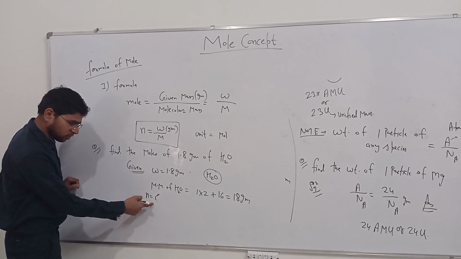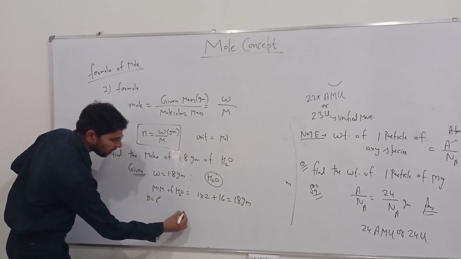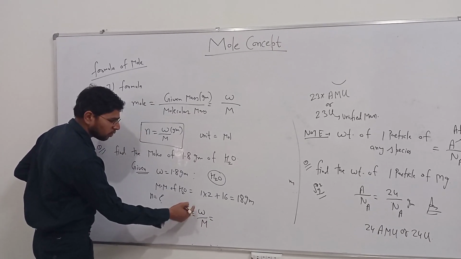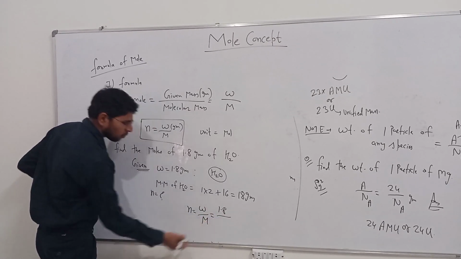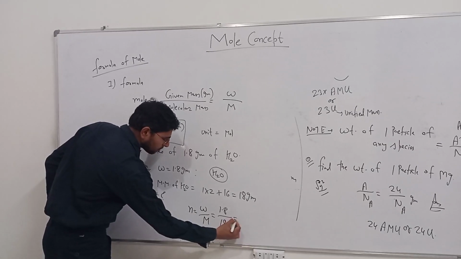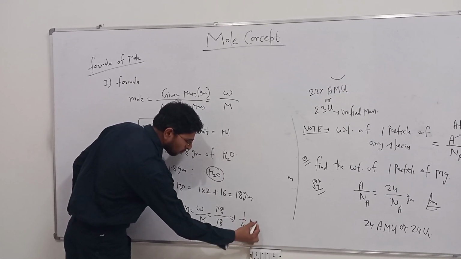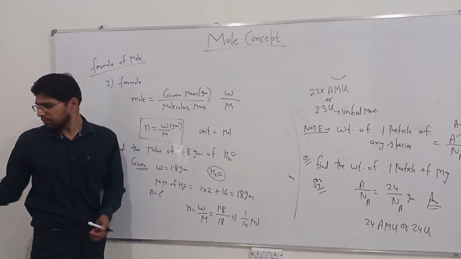We have to find moles, so use the formula n is equal to W by M. What is the value of W? 1.8, and molar mass 18. So 1 by 10 mole is the answer.